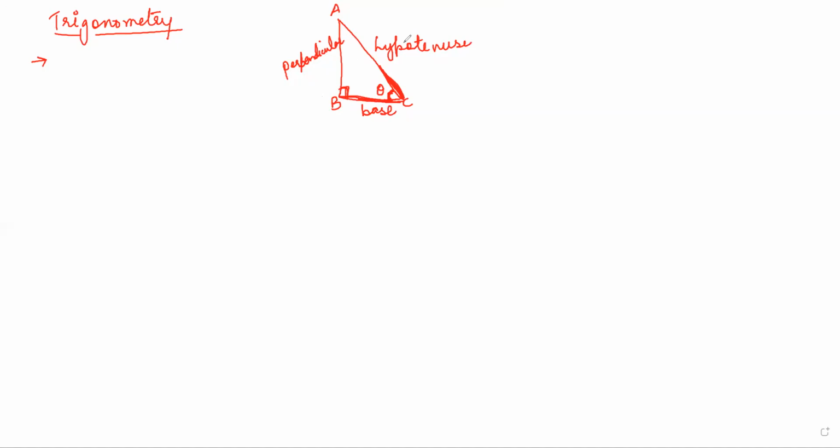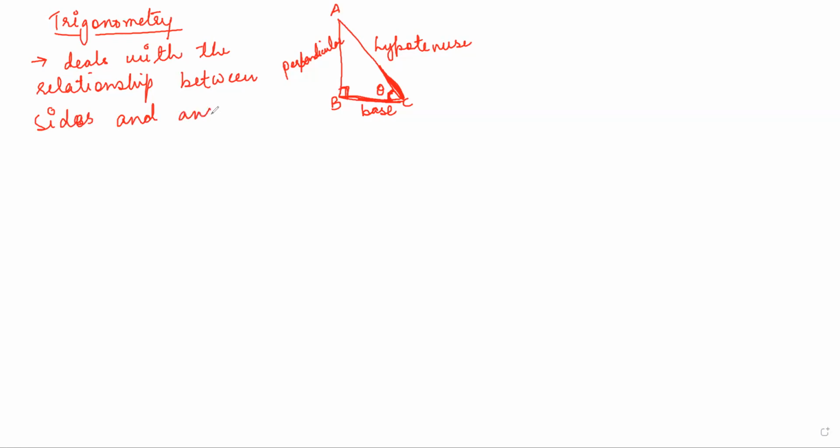All right, so base, perpendicular, and hypotenuse, it is clear, correct? As you can see in this triangle, there are different angles. We have angle A, we have angle C, and one angle has to be 90 degrees. Now, what is trigonometry? Trigonometry basically deals with the relationship between sides and angles of a right triangle. So you can note it down.